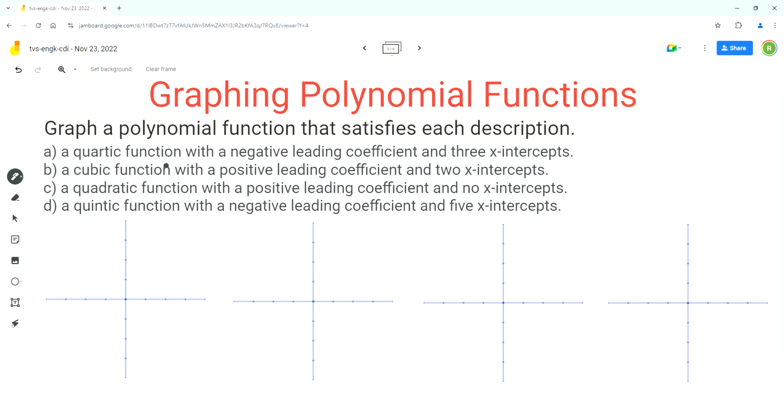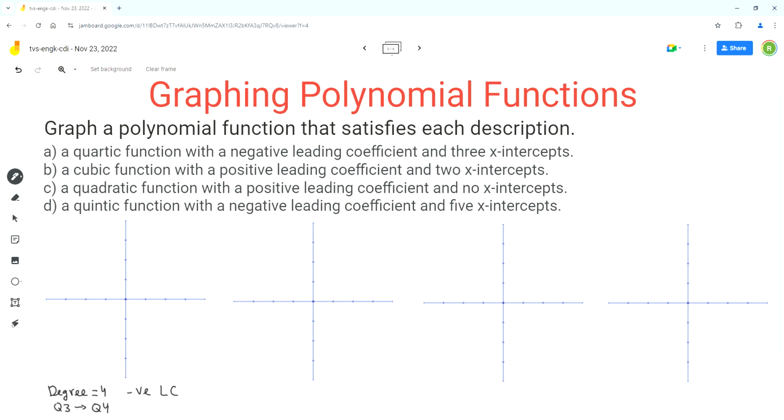A quartic function with a negative leading coefficient and 3 x-intercepts. A quartic function is one whose degree is 4 and this function has a negative leading coefficient. That means the end behavior of this function is from quadrant 3 to quadrant 4. This is a very important concept we need to understand to solve this type of problem.